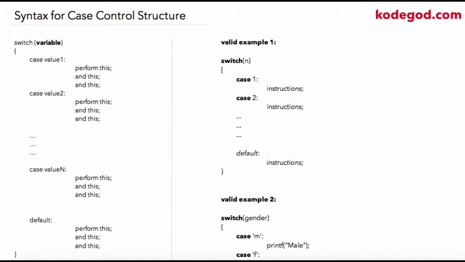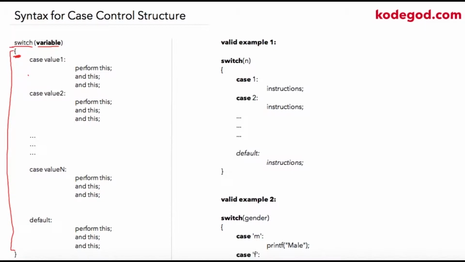In this lecture, we are going to learn about case control structure. So let us start with learning the syntax for case control structure. Switch is a keyword that instructs the compiler that our case control structure is beginning from this point. Inside the parenthesis, we have a variable for which the cases will be planned. So this is the whole switch block.